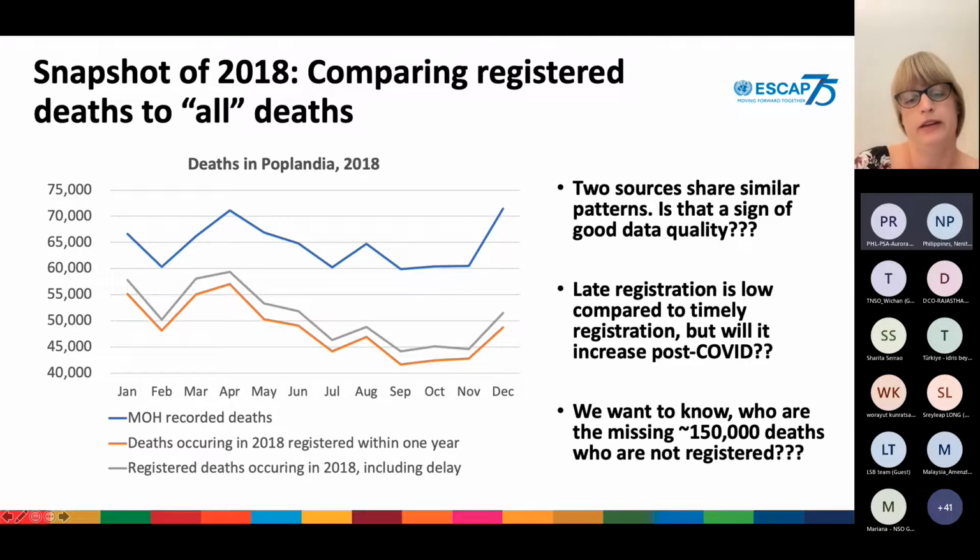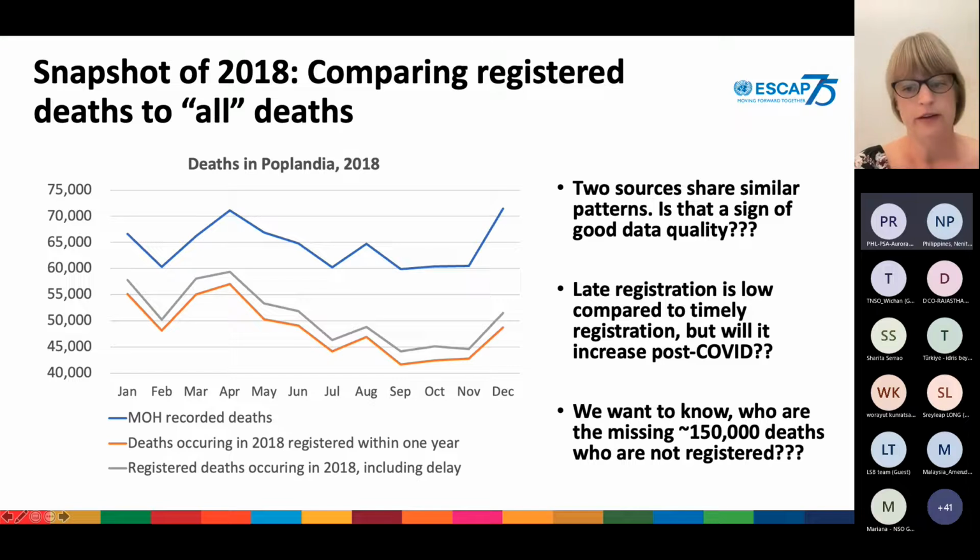So again, in this example, this is 2018. We can see that the delayed registration is pretty close to registration within 1 year, which is good. But then our question is going to be, how will COVID impact this? Because again, this is 2018. So this gives us until 2019 to look at registered deaths. And COVID wouldn't really have an impact, but we would want to know, would that change over time? And we just need to factor that into our analysis.